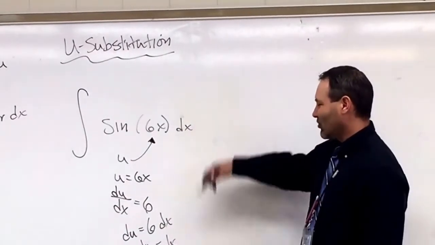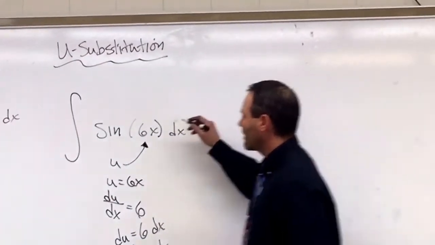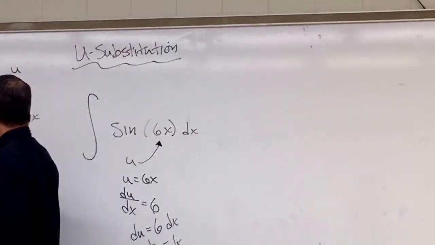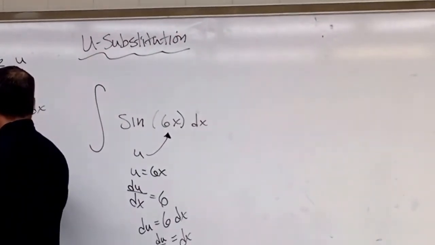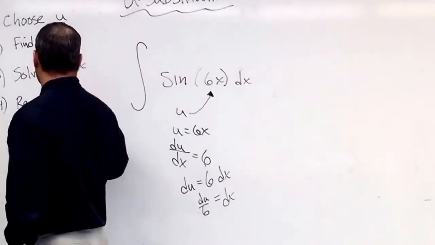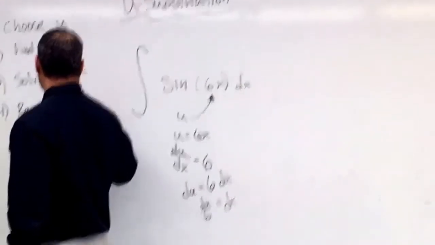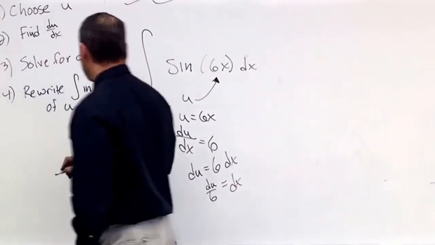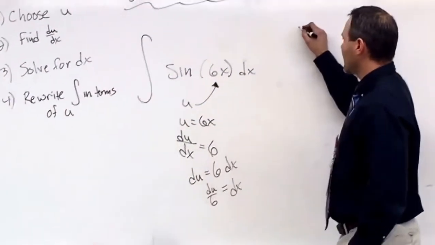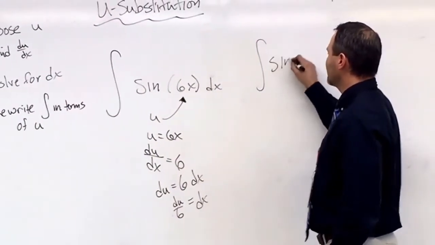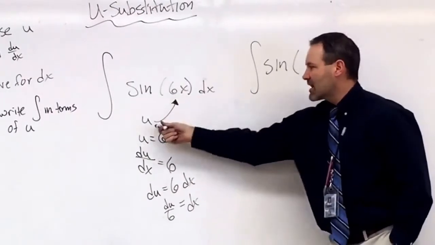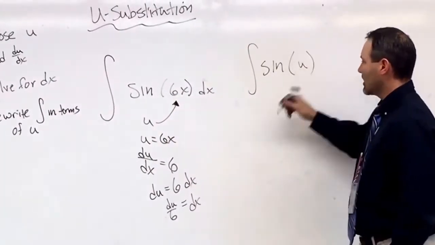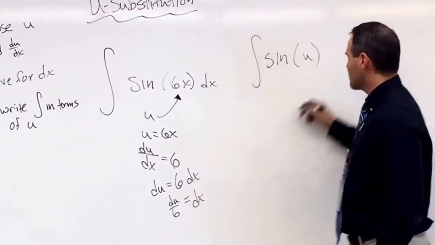Okay, so the only reason we did that is so that we could rewrite our integral in terms of u. Rewrite the integral in terms of u. Okay, so now I have the integral of sine of 6x, that is our u, and our dx is du over 6.